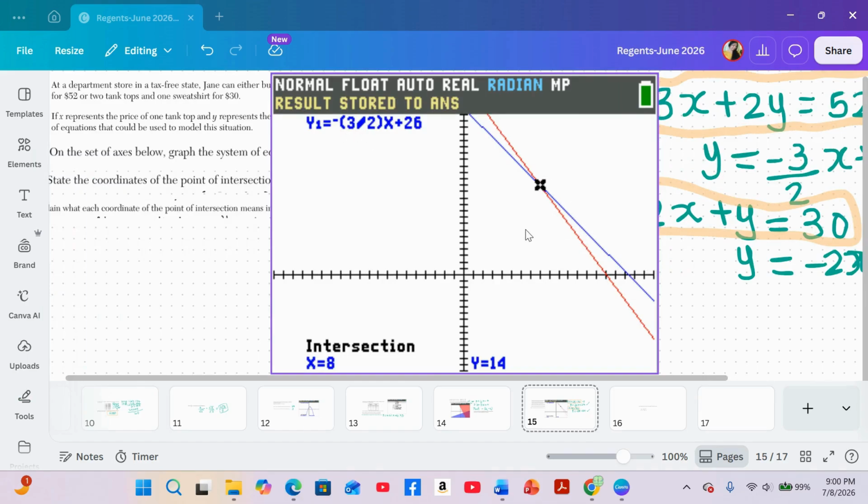Okay, so I went ahead and graphed the system of equations and found the intersection, which is 8, 14, because they want to know the coordinates of the point of intersection. So that's 8 and 14. And what does the coordinate mean in context with this question? So it means that for each tank top, the price is $8, and for the sweatshirt, the price is $14.